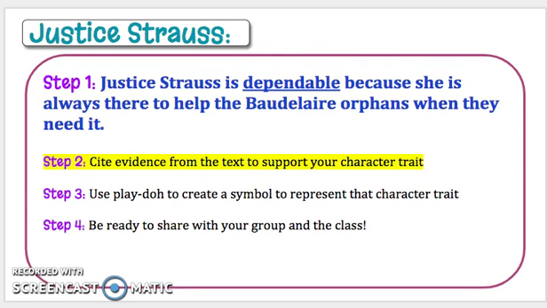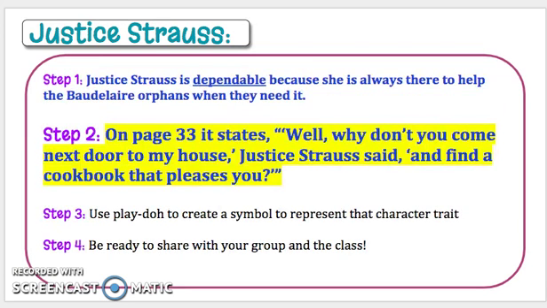So now step two, I need to cite evidence from the text to support my answer. So I'm going to go into the book and find a directly quoted piece of evidence that supports this. Okay, I found on page 33, it states, "Well, why don't you come next door to my house," Justice Strauss said, "and find a cookbook that pleases you." So you can see how this evidence supports our trait dependable. If someone's dependable, they're always there to help. She is offering that they come next door and grab a cookbook to help them make dinner for Count Olaf. Okay, so that's what you're doing. So you can see that this evidence supports our answer.